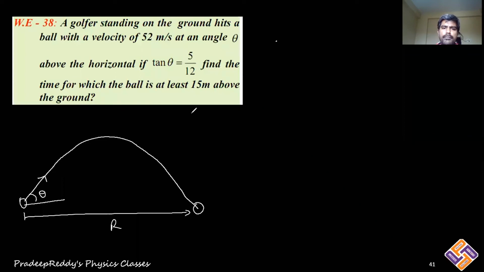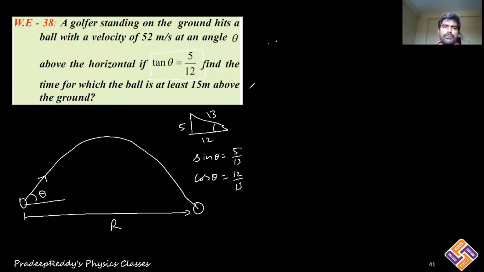You can take this triangle. Tan theta means this is 5 and this is 12. Obviously, if you take this under root 5 square plus 12 square, it becomes root 169, and that is 13. So you can write sine theta is equal to 5 by 13 and cos theta as 12 by 13. That is the triangle. From this data, tan theta is equal to 5 by 12. I am constructing the triangle and finding out sine theta as well as cos theta.